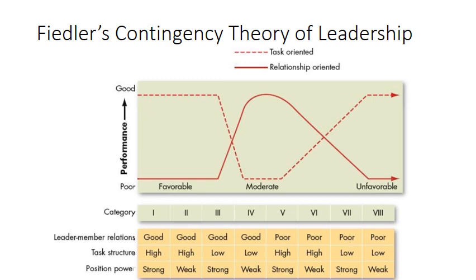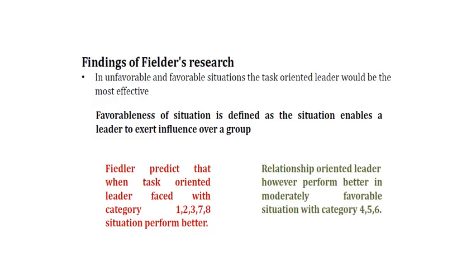And for relationship oriented leaders, you can see that only during the moderately favorable condition is performance good, that is, during categories 3, 4 and 5. So these were the findings. In favorable and unfavorable situations, a task oriented leader would be the most effective.